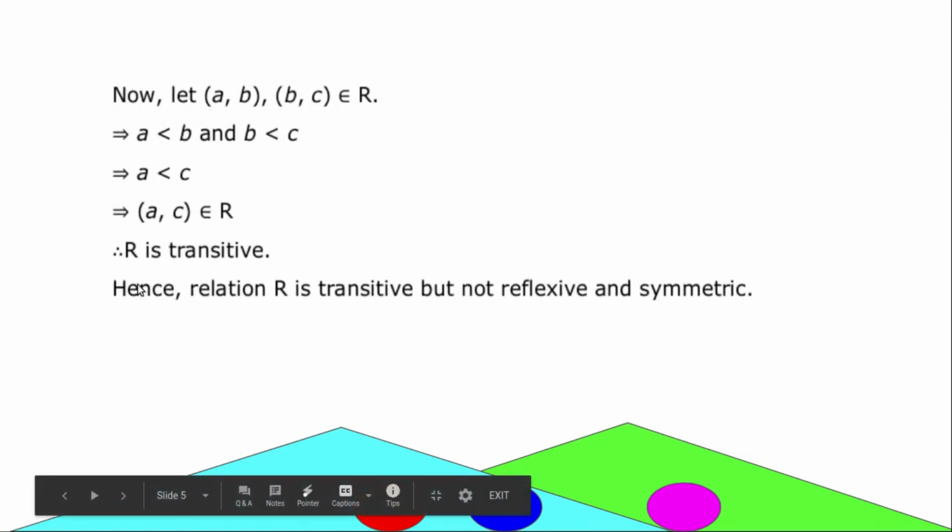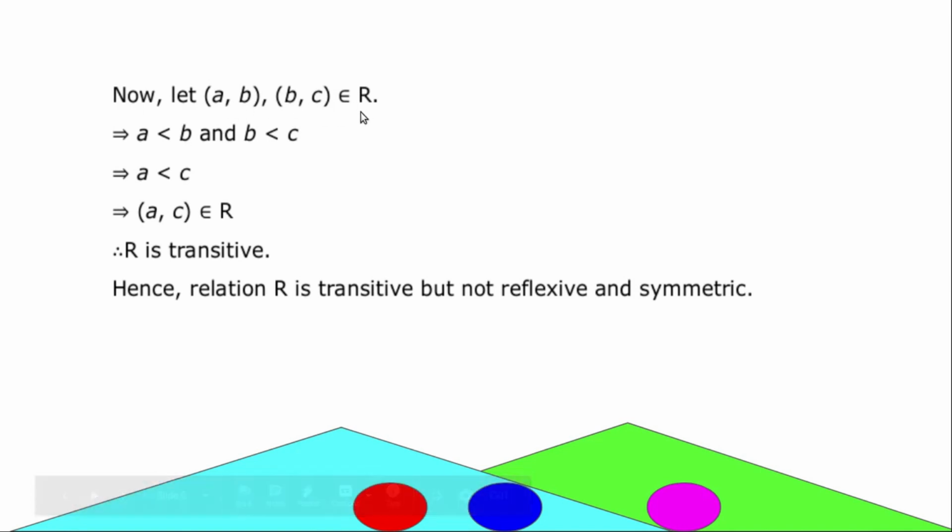Now consider two elements (a, b) and (b, c) belonging to R. Now (a, b) belongs to R implies a is less than b. (b, c) belongs to R implies b is less than c. Now by using these two inequalities we get a is less than c. a less than b, b less than c implies a is less than c. So ordered pair (a, c) belongs to R. So the relation is transitive. So the above relation is transitive but not reflexive and not symmetric.